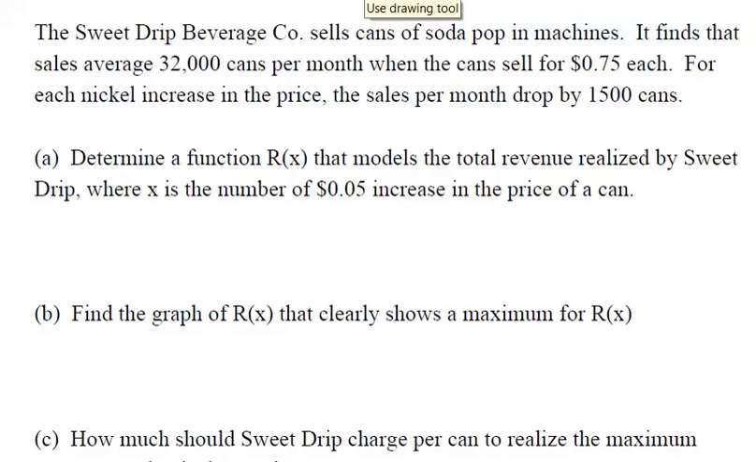Okay, there's a candy store. Right now they're selling 32,000. No, wait, sorry. There's not a candy store. There's a company that's creating soda. They sell 32,000 cans per month, and they're 75 cents each. So you can multiply those two numbers to find out how much money they're bringing in.